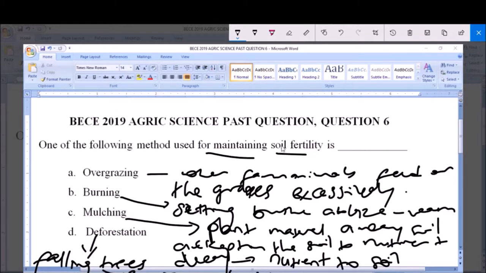Now the question says we should pick one of the following methods that can maintain soil fertility, and from all this discussed above, you see that mulching is actually the method that can be used to maintain soil fertility, because it's a practice that helps to add nutrients to the soil, while these other methods expose the soil surface to erosion and thereby lead to a decrease in soil fertility. So the answer to this question is option C, mulching.